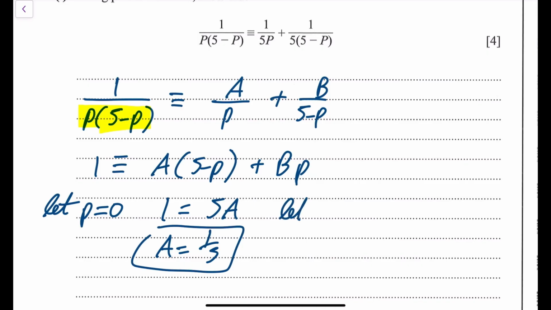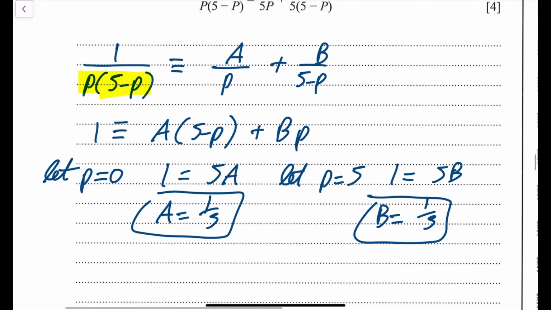Also what I could do is let p equal 5. So then on the left-hand side I've got 1. The right-hand side, p equal 5 makes that bracket equal to 0. 5 minus 5 gives you 0. So you've just got 5b. And a wee bit of working out, then your b is equal to 1 over 5.